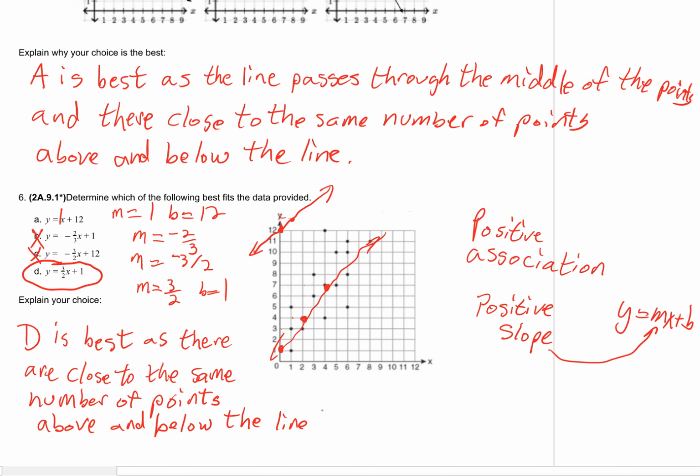Obviously, there was more to the story. We knew immediately with positive association that we were down to just 2 choices. And even so, you could see that this line would be the closest to all of those points. You could even make that argument as well. But I just wanted to help you out with that proficiency 2A. We're going to be moving on to proficiency 2B in our next video.